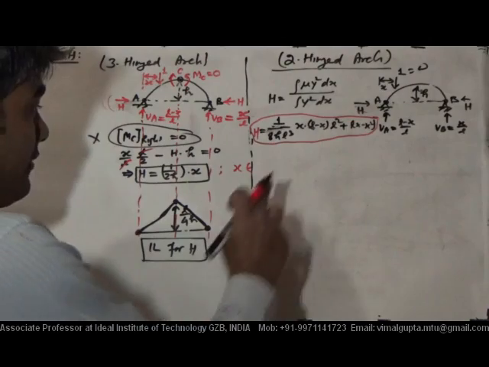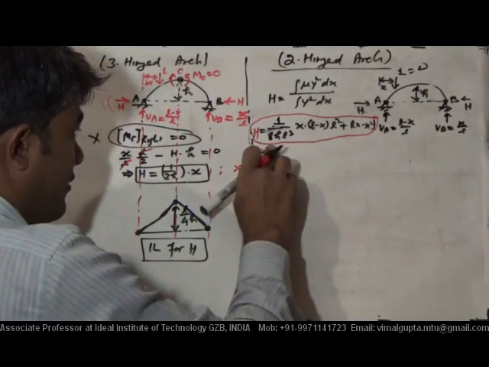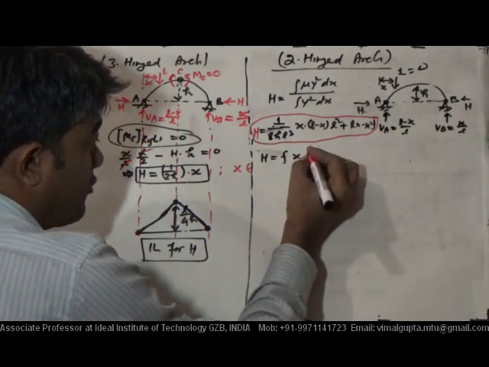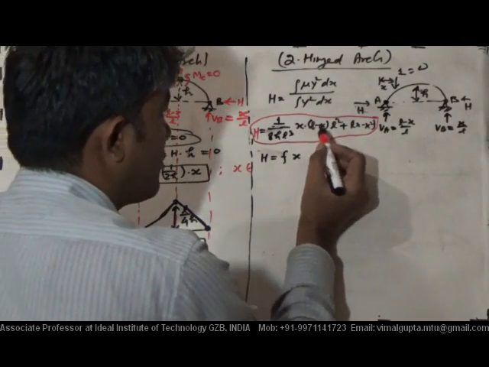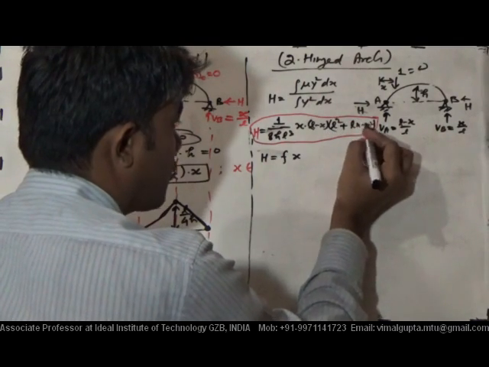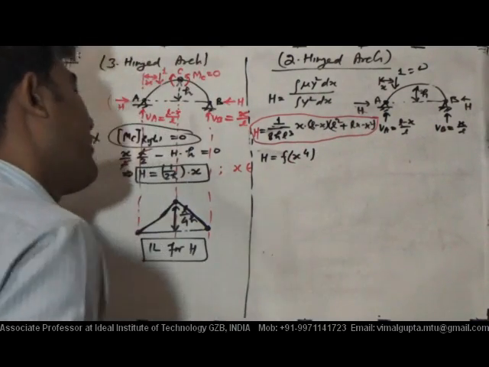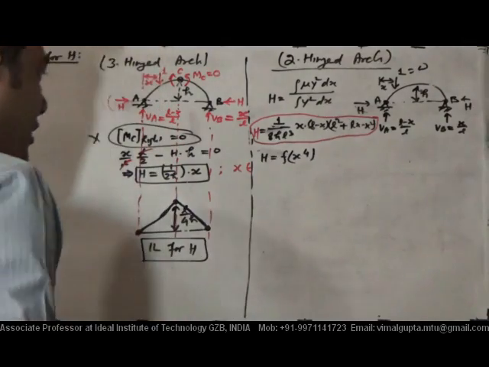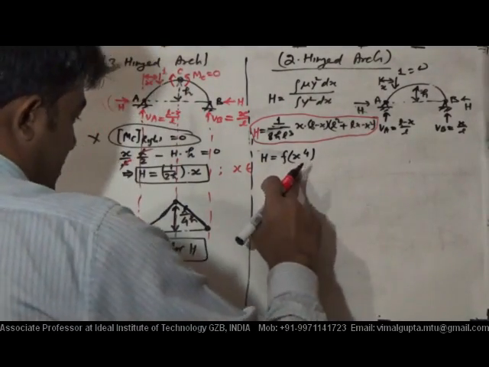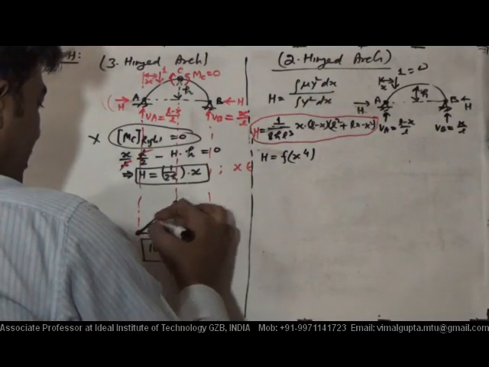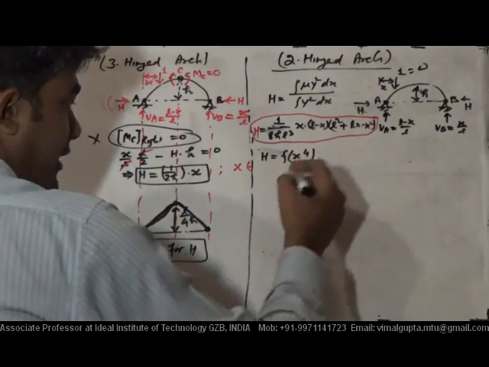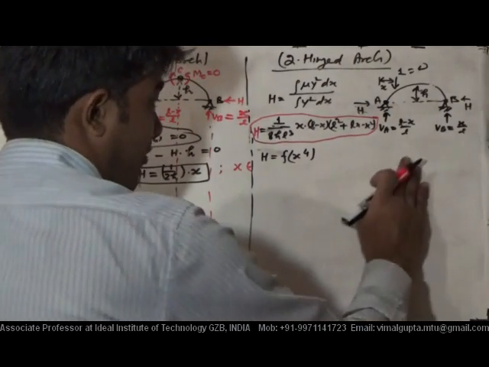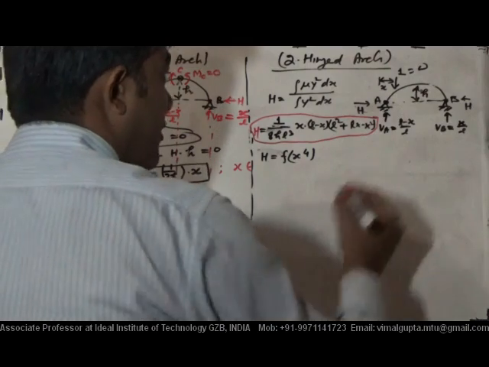Now, since this thrust, horizontal thrust, is a function of x to the power how much? This 1, 2, and here it will be the square. So it is a function of x of order 4. Therefore, we do not have the IL as a straight line, because here we were getting a straight line. So here it will be of the order of x to the power 4.